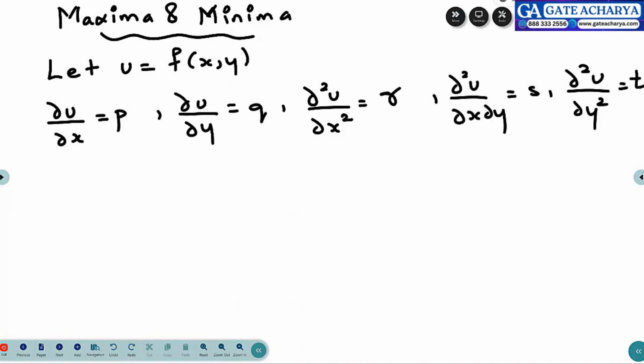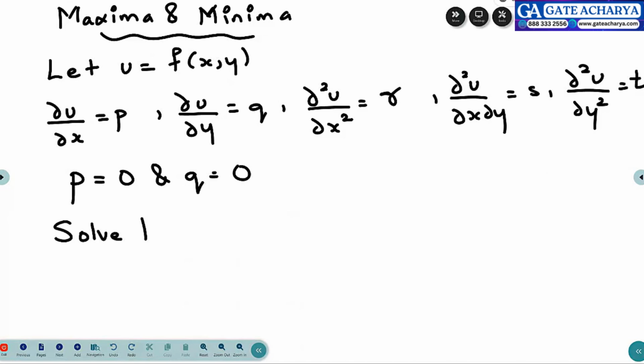For maximum and minimum, that's for single variables. How do you start the procedure? You start with the first derivative and equate that to 0. Here, how many first derivatives are there? So the first procedure is to find p. Then p equal to 0 and q equal to 0. R is a second derivative. The first derivatives here are p and q. So p equal to 0 and q equal to 0. You have to solve this and find the values of x and y.